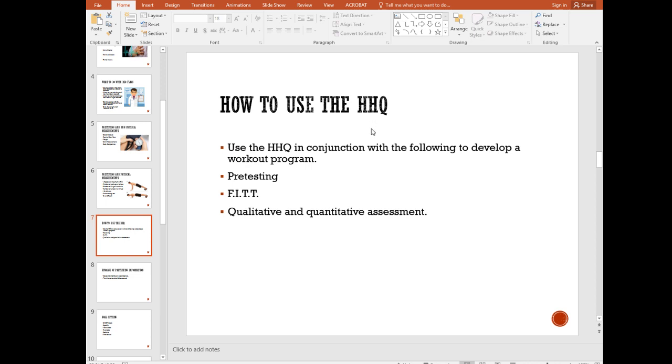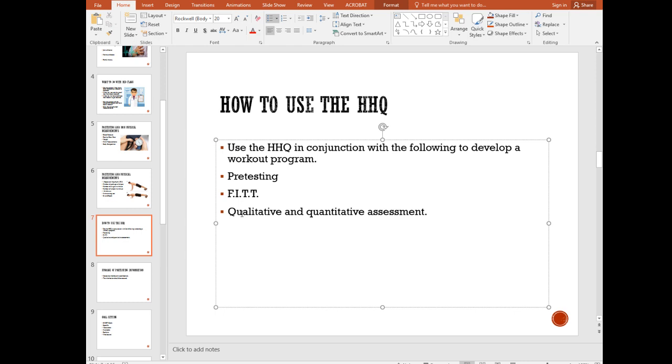How to use the health history questionnaire? Well, you'll use it in conjunction with the pre-test. You'll use it with the FIT principle, so frequency, intensity, time, and type. So frequency is how often they work out. Intensity is how hard they're going to go. That's extremely important when we talk about health history questionnaire, because if you make the intensity too high and it's somebody with really high blood pressure, you could cause them to have a stroke, a hemorrhagic stroke. So time, how long are they going to go for, and type. What's the mode? Is it going to be aerobic? Is it going to be anaerobic?